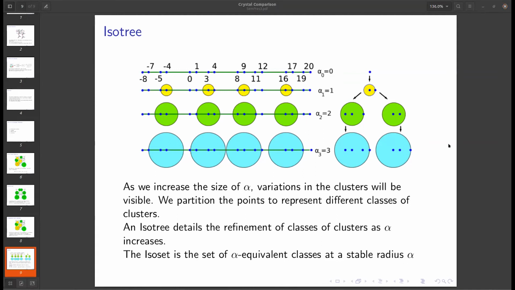So I've pushed through a little bit there, and oh, I forgot to mention, yes, the ISO set is specifically the set of alpha equivalent classes at the stable radius.